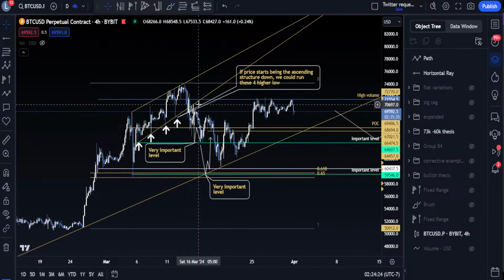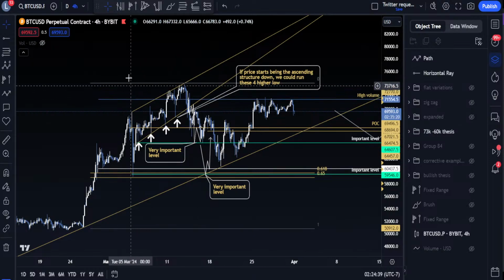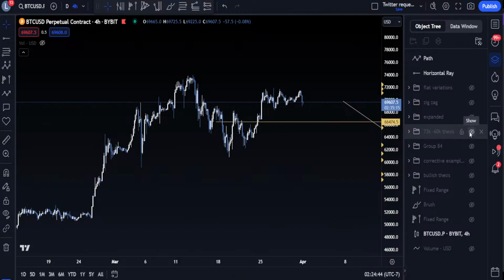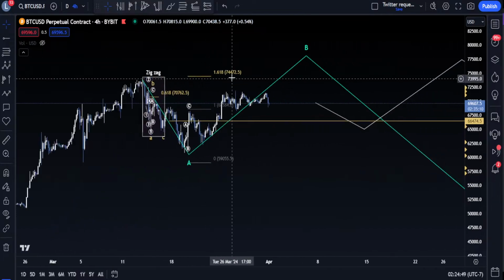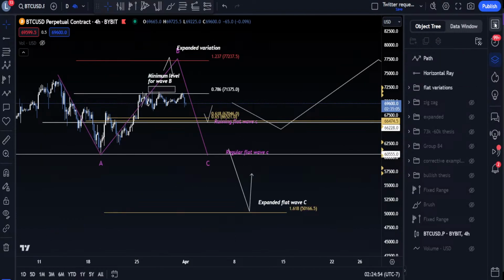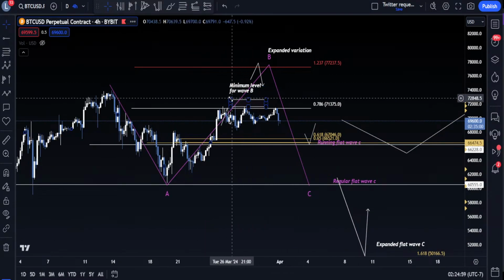Of course, it's funny because I say this often, but some of the ideas that get, I guess, the most negative reactions or are mocked the most, oftentimes end up being much more likely, right? For whatever reason, people think it's impossible that price ever does this at the time. But the idea was looking for an expanded flat, but there's different flat variations.